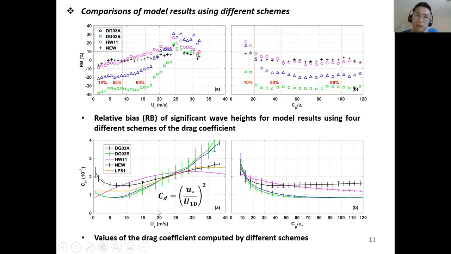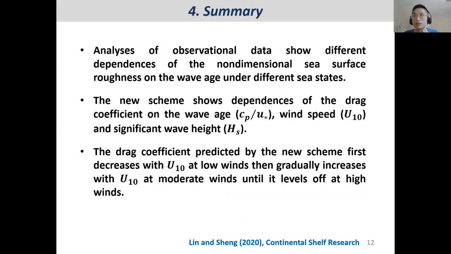So let's see how the new scheme can well represent the sea state and can have good performance in the model simulations. So what's the take-home message? From the analysis of observational data, we show different dependencies of the non-dimensional sea surface roughness on the wave age under different sea states. And that's the most important feature for the new scheme.